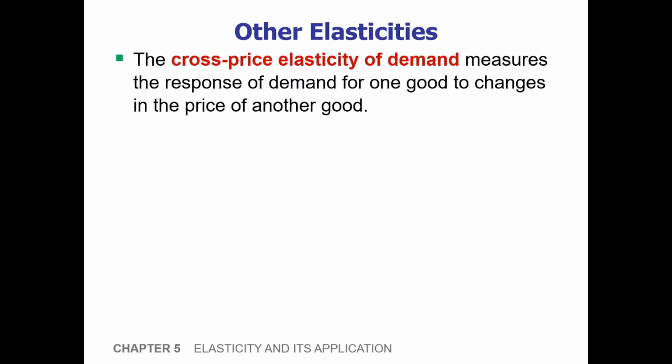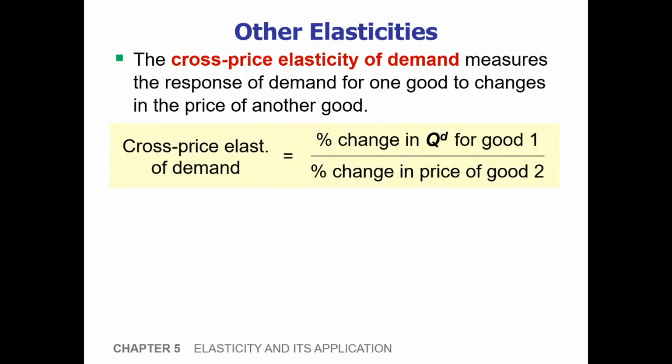Alright, so the other one is cross price elasticity of demand, which measures the response of demand for one good to changes in the price of another good. So the formula is cross price elasticity of demand is equal to percentage change in quantity demanded for good 1 divided by percentage change in price of good 2. Here, we are mainly talking about substitutes and complements, and we will talk about them separately.